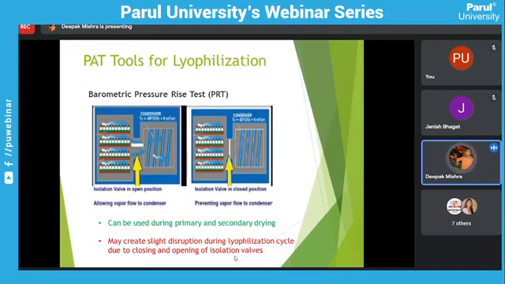We can use this during primary and secondary drying. In primary drying, we can also select pressure on the basis of the pressure rise test, for temperature selection and endpoint detection. But it may create slight disruption during the lyophilization cycle due to closing and opening of the isolation valve. So this is the drawback of this pressure rise test.